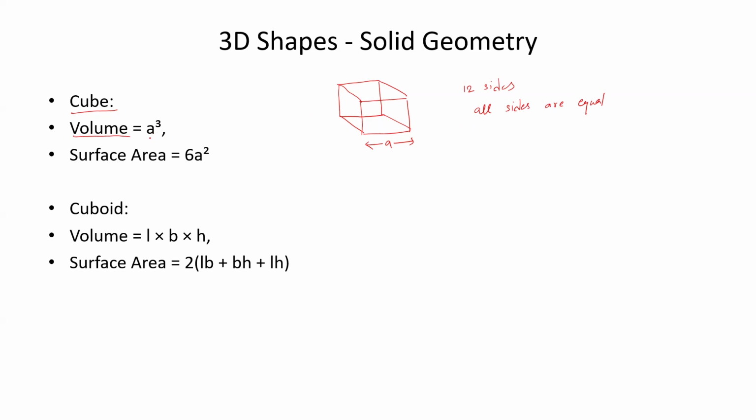Volume of a cube is A cube, if A is the side of the cube. And surface area: surface area is this outer surface, covering everything. That is the surface area. Surface area is given by 6 into A square. So these formulas you have to remember. And what is meant by A? A is one side, because in a cube, all sides are equal. Okay. So that is your cube.